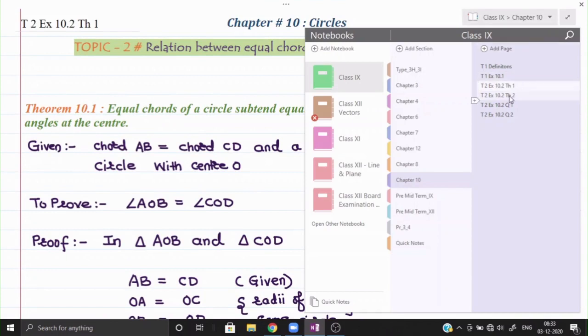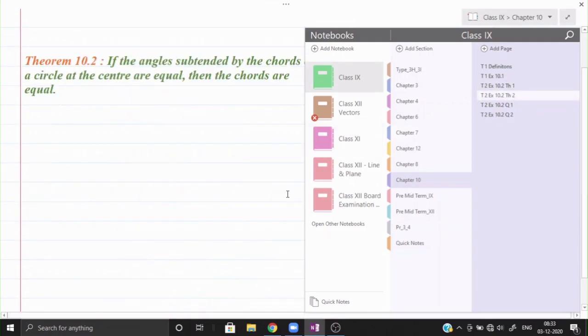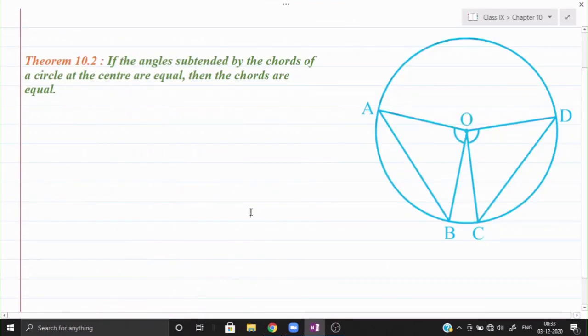Now similarly see the second theorem. The second theorem is just the converse of the first theorem. If the angles subtended by the chords of a circle at the center are equal, then the chords are equal. That means if angle AOB and angle COD are equal, then prove that the chords are also equal. So let us prove. Here we are just proving the opposite part.